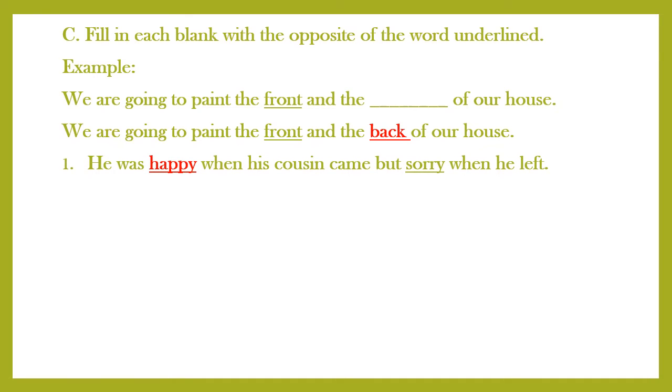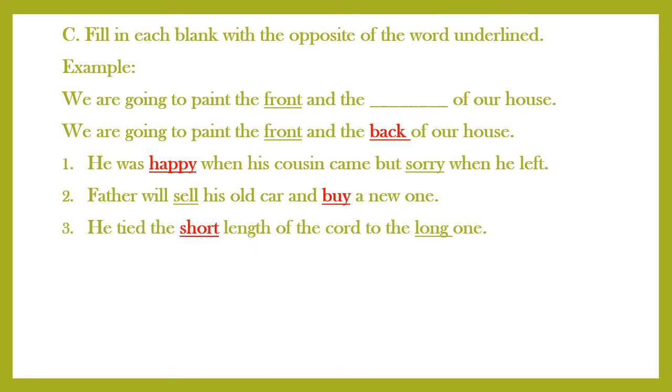The first sentence is, he was dash when his cousin came but sorry when he left. The opposite of sorry is happy, so we have to write happy in the blank. One thing to keep in mind is that you have to write the opposite according to the sentence. The second sentence is, father will sell his old car and dash a new one. The opposite of sell is buy, so we have to write buy in the blank.